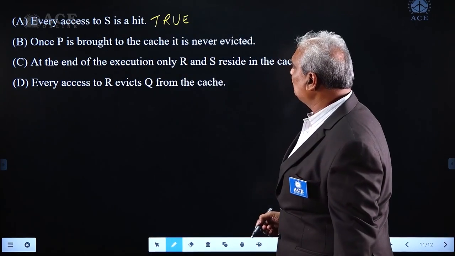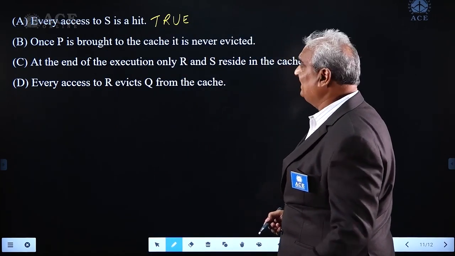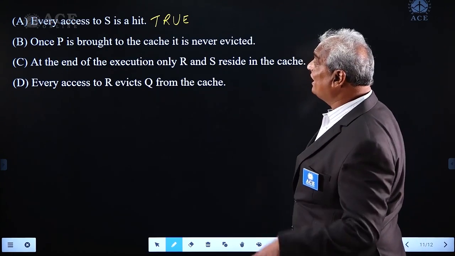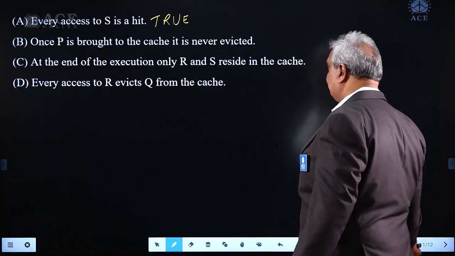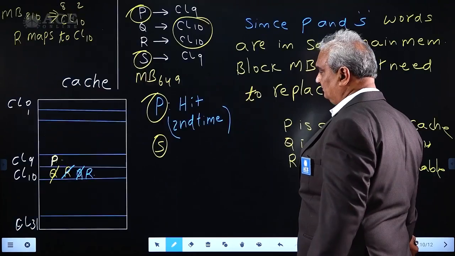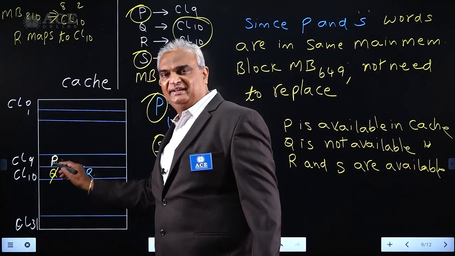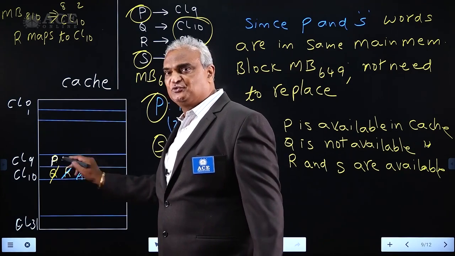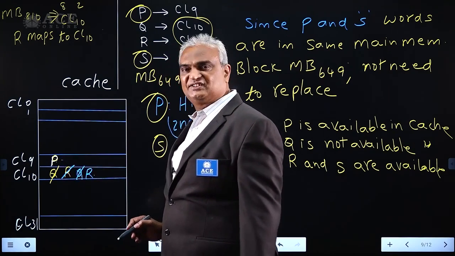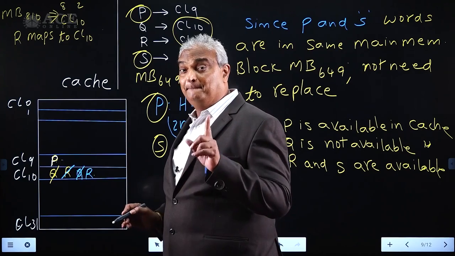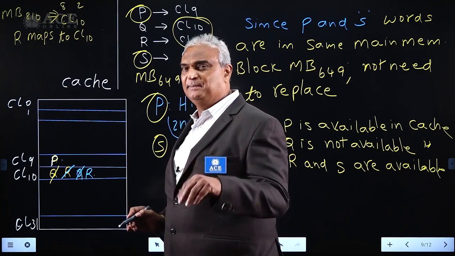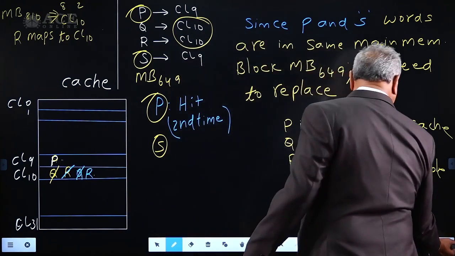Once P is brought to the cache, it is never evicted. After mapping P, there is no need to evict it because P and S are mapped to the same line. P and S words are available in the same main memory block number. That's why it is also true.